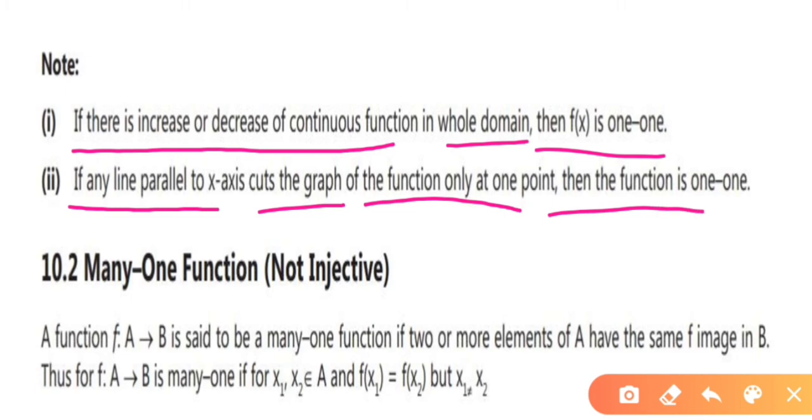These are the important points you have to remember. This may be asked in IIT JEE. It is not in your regular syllabus, it is an extra content for JEE.